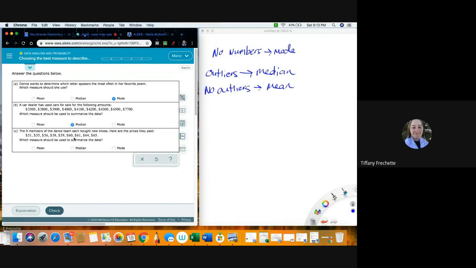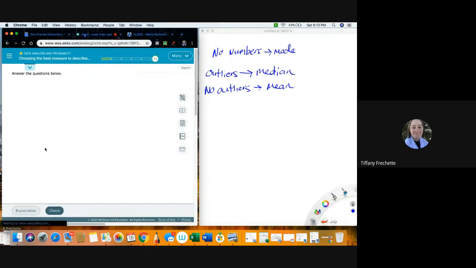The 9 members of the dance team each bought new shoes, here are the prices they paid. So we're pretty consistent here, nothing too terribly small, nothing too terribly large. So I'm going to go with mean on this one. Check. All right, let's go to the next one.